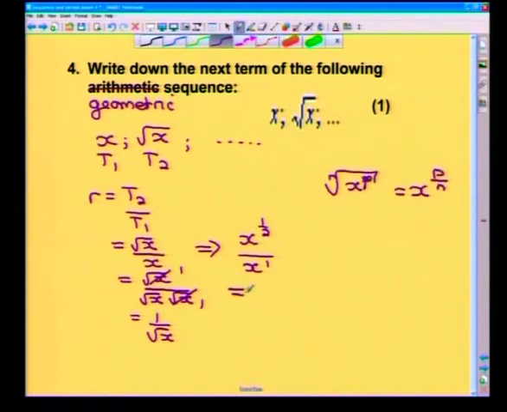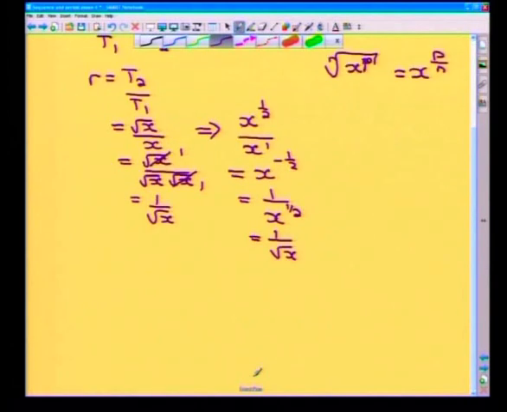Okay, which then gives me x to the minus a half, and we know we don't like to write negative exponents, so we go x to the half, which is equal to 1 over root x. Either way, we've established that that is the ratio. Right, so now at this point, we're going to go one of two ways again. We're going to use the formula, and we're going to just use multiplying on.